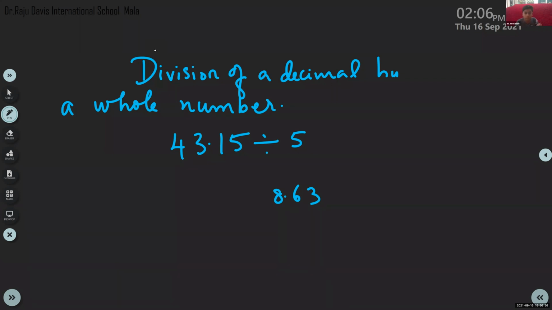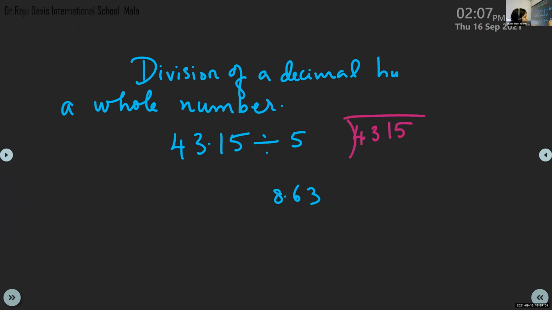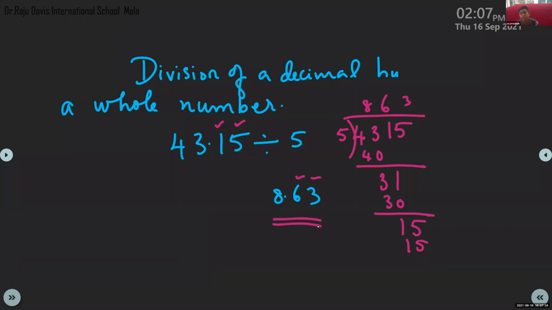When you divide 4315 by 5: 5 eights are 40, then 3, then 6 for 30, then balance 15, 5 threes are 15. So we got 863, isn't it? Now how many decimal places do we want? 2. So after the decimal point there should be 2 digits. So it will be 8.63. 8.63 is the correct answer.